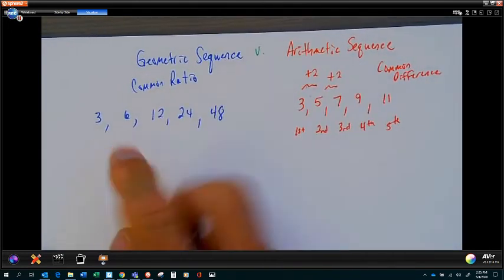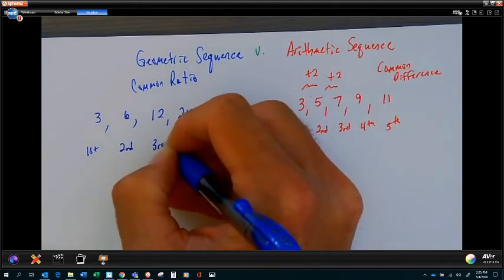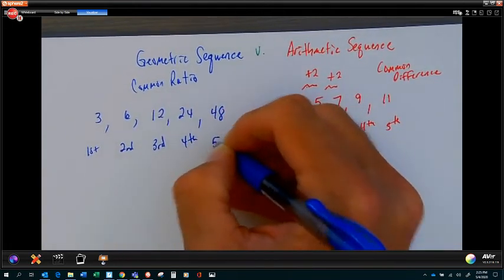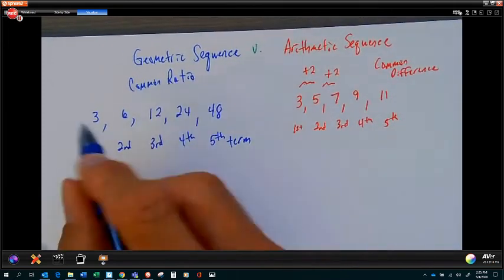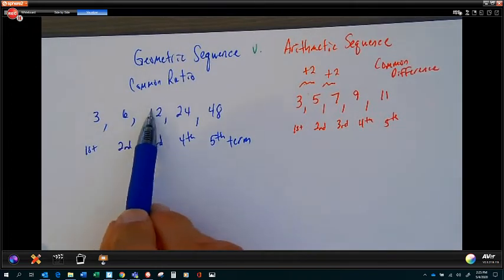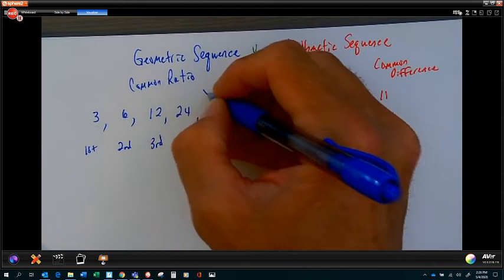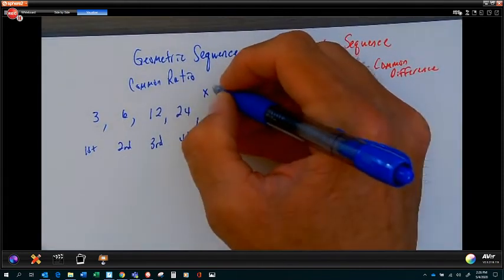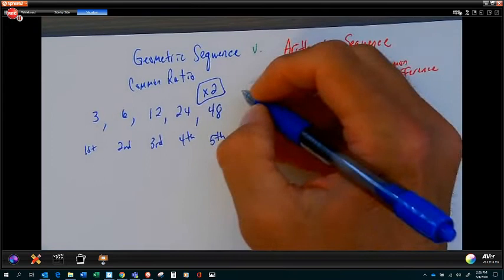So in each of these, again, this is the first term, the second term, the third, fourth, and the fifth term of the sequence. And the common ratio is what's happening every time. We're multiplying by 2. 3 times 2, 6 times 2 is 12, 12 times 2 is 24, 24 times 2 is 48, sorry. So the common ratio is 2. We are multiplying by 2.